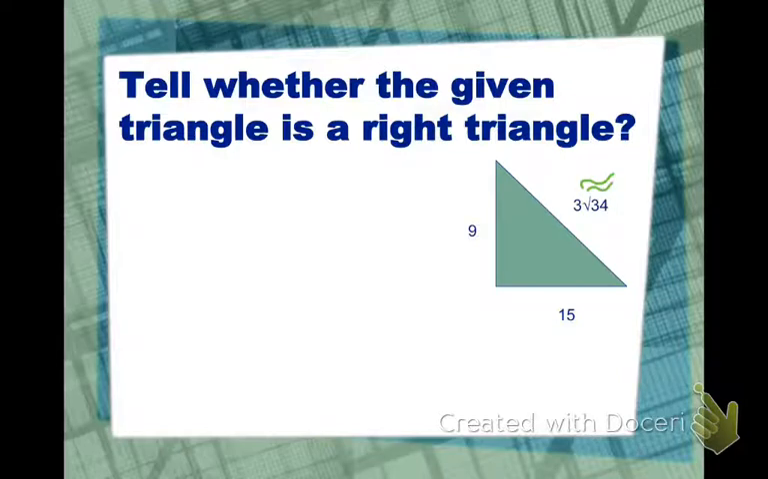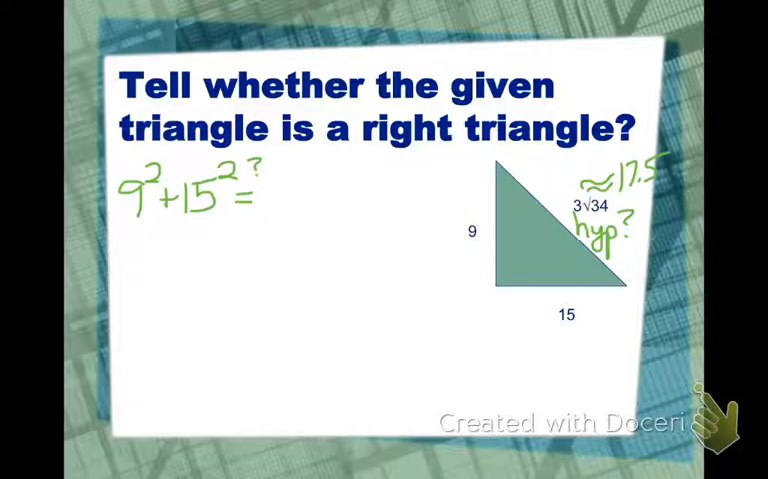It's approximately 17.5. So it is in fact the longest of the three sides. So that would be our hypotenuse if this were a right triangle. So we've got to test, does the sum of the squares of the other two sides, so 9 squared plus 15 squared, does that in fact get us 3 root 34 squared? That would be our hypotenuse.